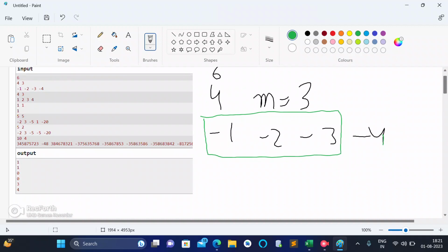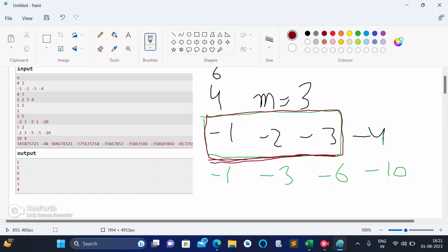So let's first find the prefix sums. The prefix sums would be -1, then -1 plus -2 is -3, then -6, then -10. This green sum should be the minimum value among all the prefix sums. We can see that -6, the sum of these three numbers, is smaller than -1, also smaller than -3, but greater than -10.